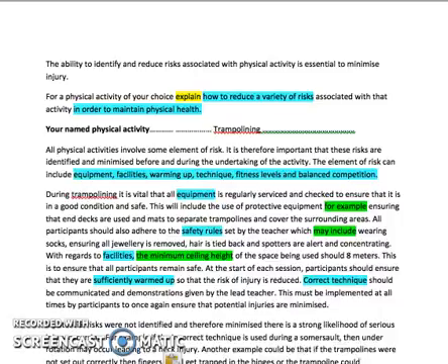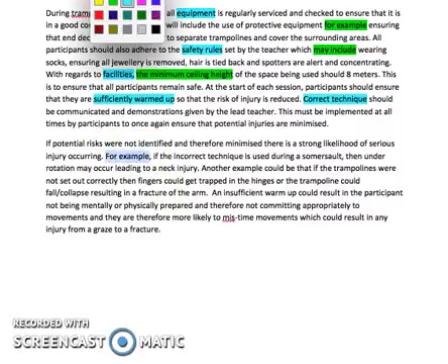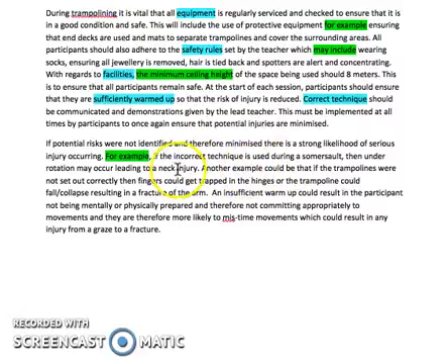So, next bit. If potential risks were not identified, okay, you can straight away spot that what we're doing here is giving the other side of the coin, and therefore minimised, there is strong likelihood of serious injury occurring. Here's the example. For example, if the incorrect technique was being used during a somersault, then under rotation may lead to a neck injury. Another example, we don't necessarily need one, but nevertheless, we're making it really clear that we understand what this key information is and why we might go through this process to reduce risk. We understand what it's about. And there you see that example.